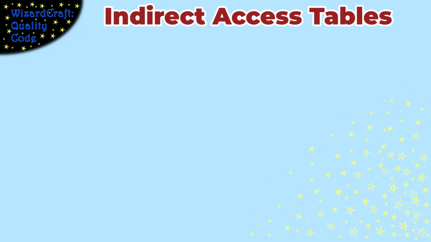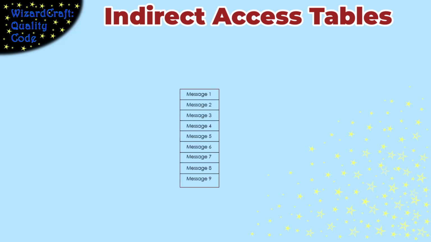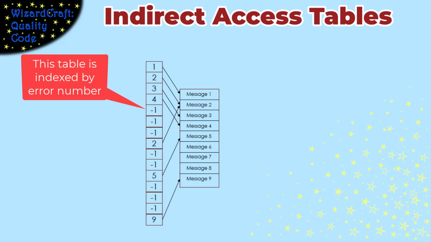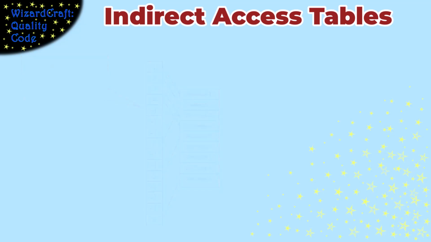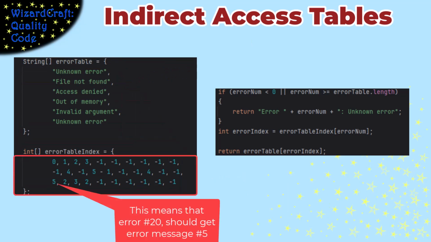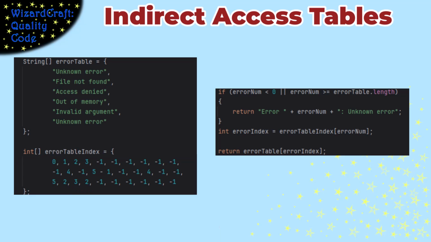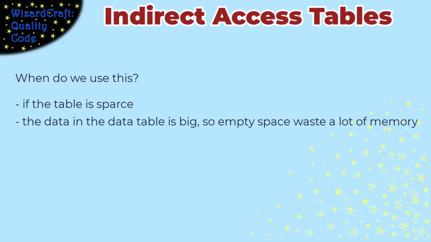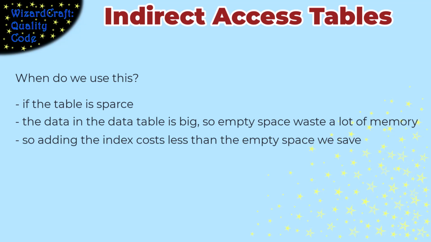As an alternative, we can build an indirect access table. We build one table that holds all of the messages compactly, and then an index table that maps error number to the index of the matching location. The code for using the table is still pretty simple. We just have one layer of indirection. And we could still read the tables from disk. So if the table is sparse and is larger than the index we add, this can significantly reduce the amount of memory that the tables use.